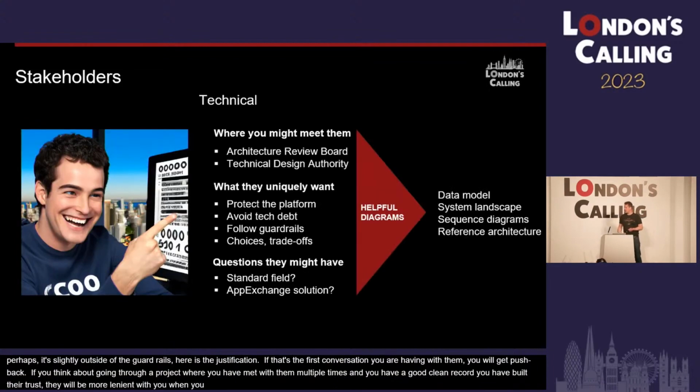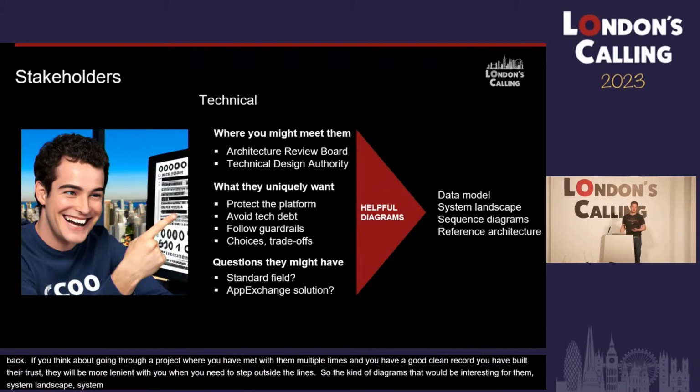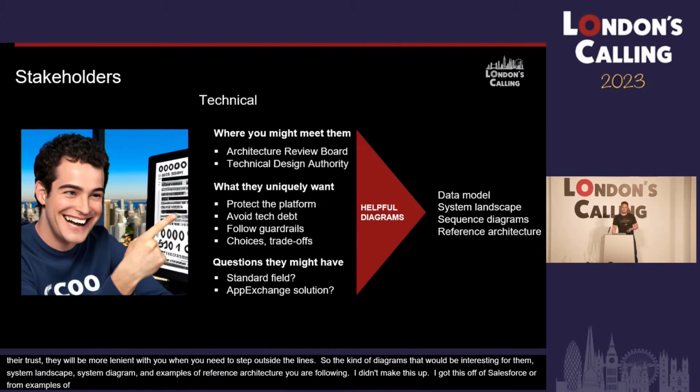So the kinds of diagrams that would be interesting for them: data model, system landscape, sequence diagram, and then examples of reference architecture that you're following, right? So I didn't make all this up. I got this off of Salesforce, or I got this from examples of other clients we've done it for, providing that evidence to reassure them.